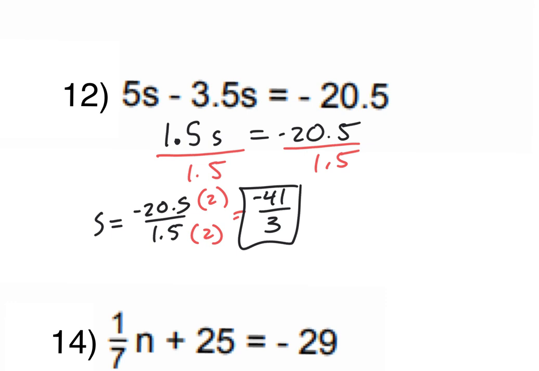By the way, the reason we're allowed to do that is multiplying by 2 over 2 doesn't change its value, because if you think about it, 2 divided by 2 is just 1. So all we're really doing is multiplying it by 1. So it's not changing its value, it's changing the way it looks. And that's why we're allowed to do that. So when I do that, I get negative 41 on top, 3 on bottom, improper fraction, and that is just fine.